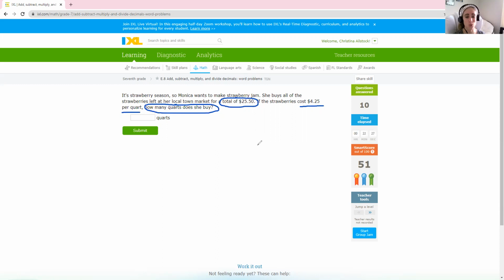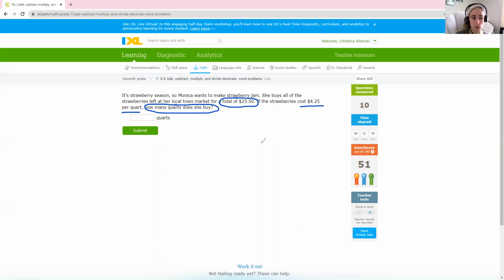In this case, we are actually going to divide. A couple key things that led me to division is it gave me the total amount. I was told that the total amount of money that Monica spent was $25.50. And then I know that the strawberries cost $4.25 each quart, each container. We need to divide that up evenly to see how many quarts she actually purchased. Okay?